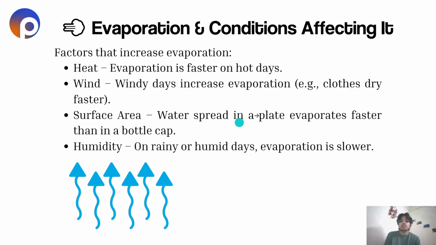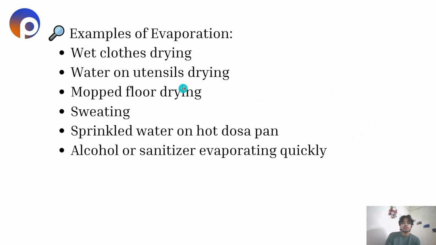The surface area: water spread on a plate evaporates faster than in a bottle. Now, when we put the water on the plate, you'll realize that it will evaporate faster compared to a bottle of water. Alright, so the surface area also matters. Humidity: on rainy or humid days, evaporation is slower because moisture is there in the environment. Now, examples of evaporation are wet clothes drying, water on utensils drying, mopped floor drying, sweating, sprinkled water on a hot dosa pan, alcohol or sanitizer evaporating quickly.